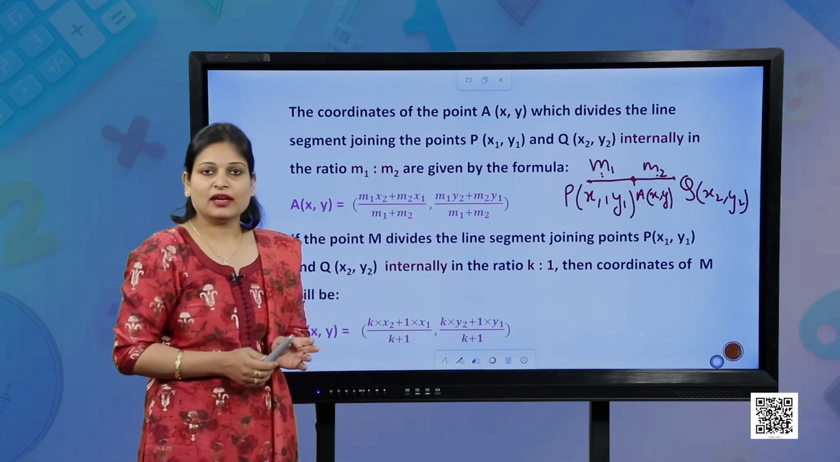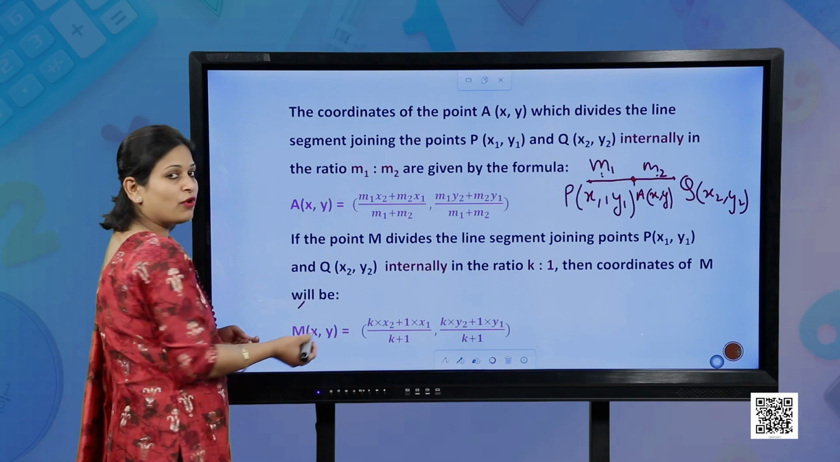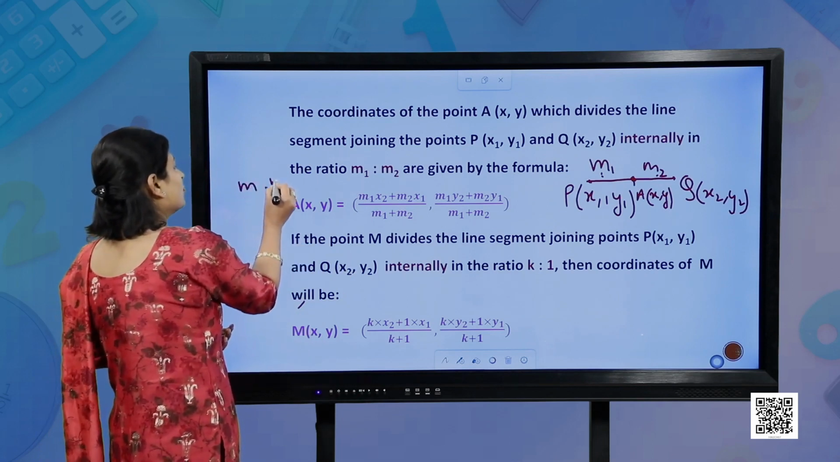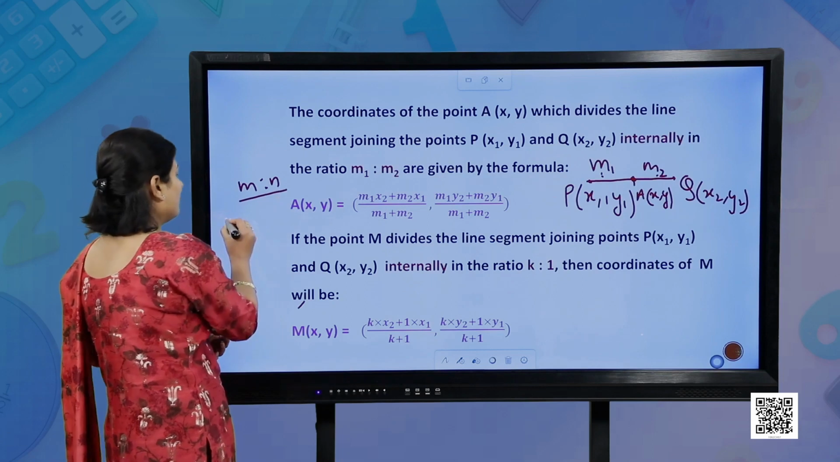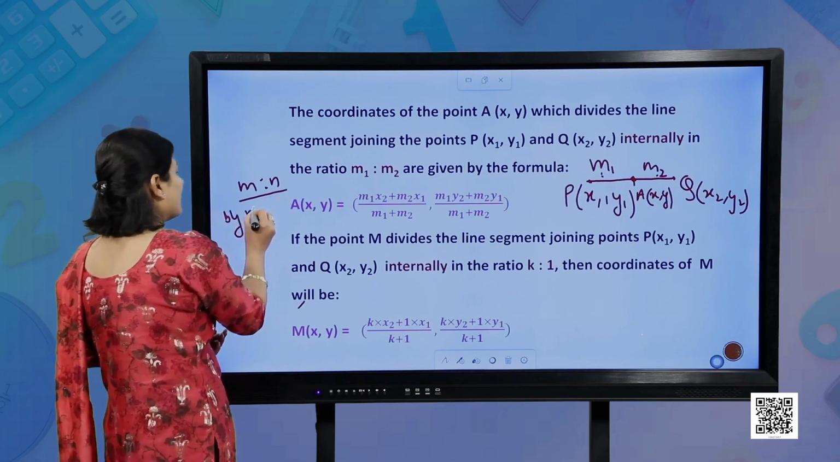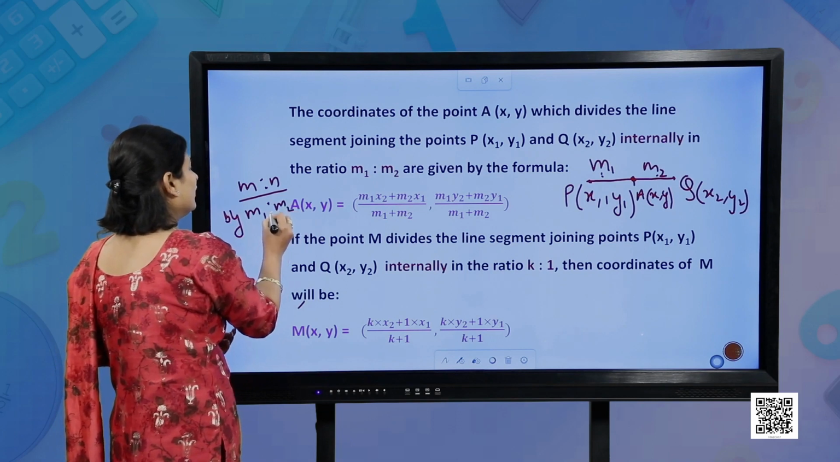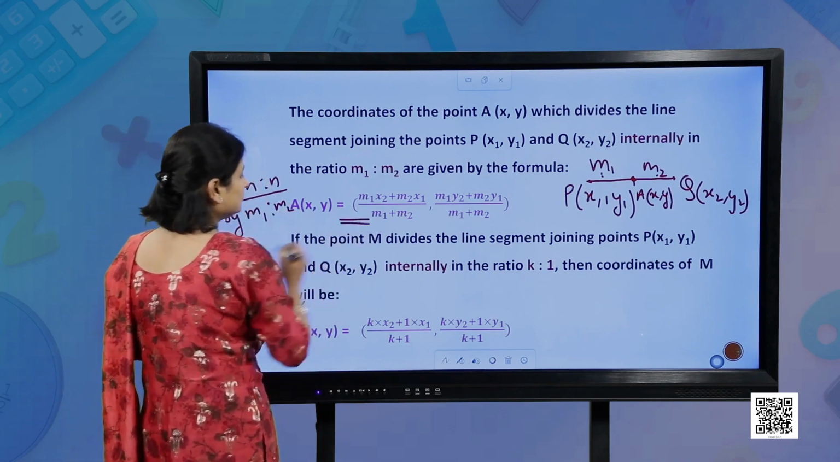You have to simply replace, in the section formula, the ratio m is to n by m1 and m2. You will get this formula.